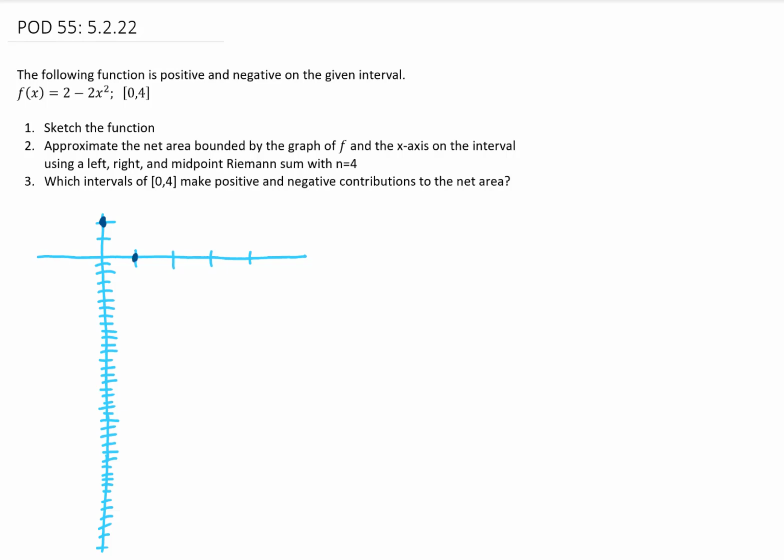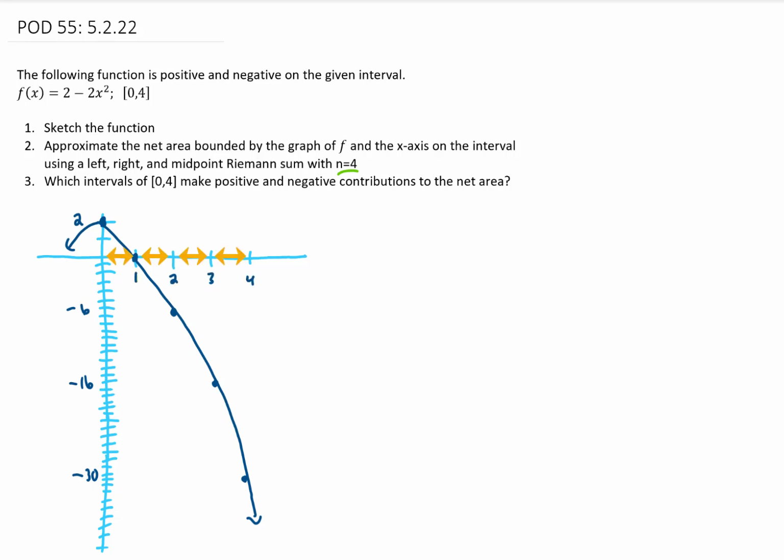At x equals 2, you can find that the value of the function is negative 6 by plugging x equals 2 in right here. If we plug x equals 3 into this function, we get a y value of negative 16. And if we plug x equals 4 into this function, we get a y value of negative 30. So our function looks something like this. Fortunately, our n value for these Riemann sums is going to be 4, so that splits up our interval very nicely. Let's take a look at a left Riemann sum first.